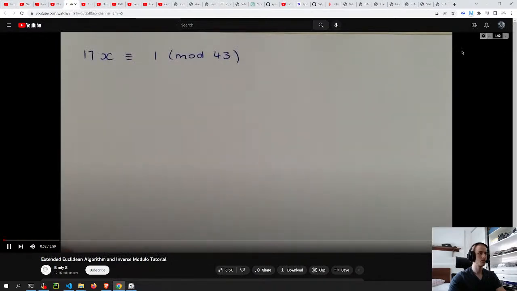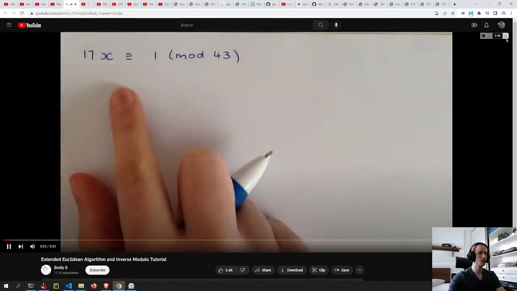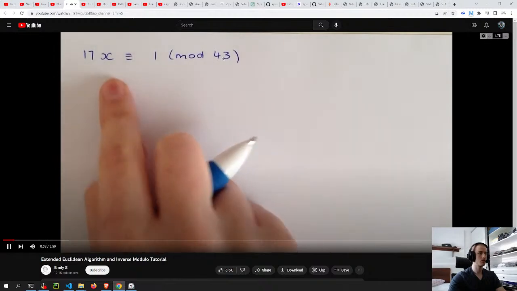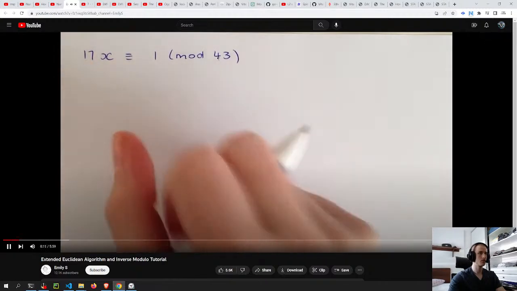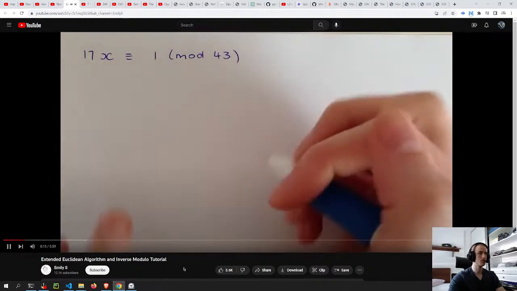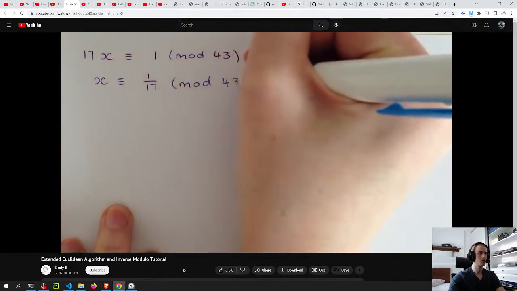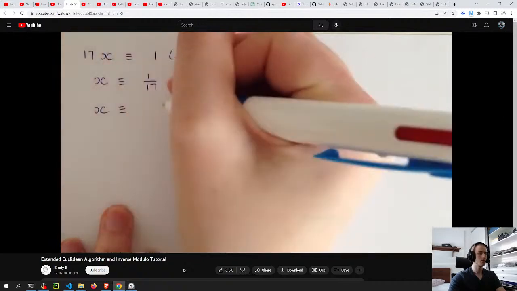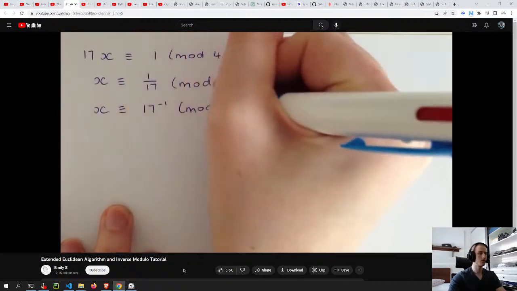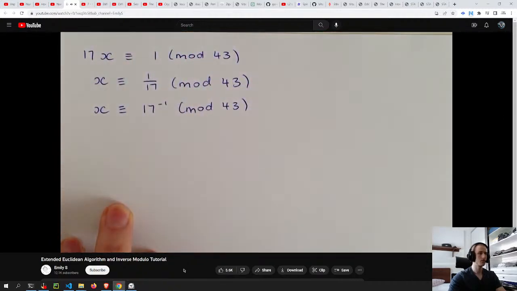Okay, so we're doing inverse mod numbers. We'll start with the example 17x is equivalent to 1 mod 43. Now it's just asking what number times 17 will give you 1 when it's mod 43. So to get x on its own, we just take 17 over the other side. That'll give us 1 over 17 mod 43. That's the same as saying x is equivalent to 17 to the power of negative 1 mod 43. To work that out, we use the Euclidean algorithm and the extended Euclidean algorithm.